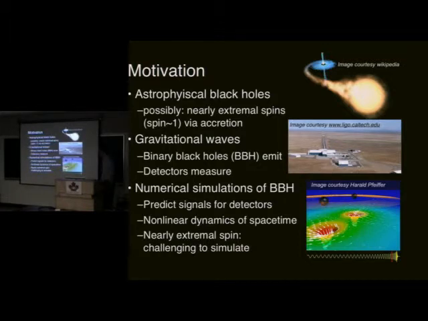So, since about 2005 or 2006, several groups have been able to simulate binary black holes that spiral together, merge, and then ring down. But the case of spins that are close to one is still challenging. And so I want to talk today about some of the things that make this more difficult and some of the ways you might be able to address it.